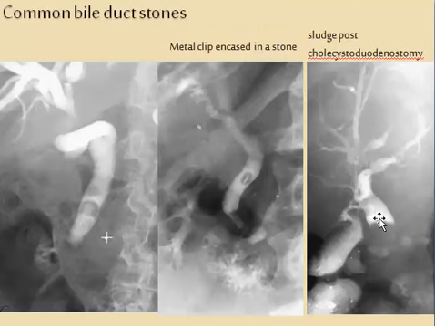A stone can give this appearance. This is what we call the meniscus sign, and a stone can form on a metal clip, as after cholecystectomy, and here we have multiple stones along the dilated common bile duct. So de novo stones on top of clips and with sludge formation in the common bile duct, post-operative.